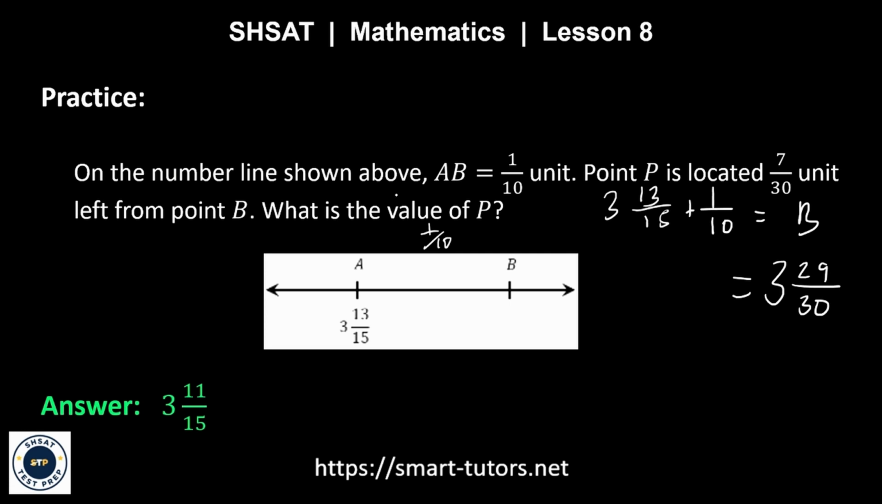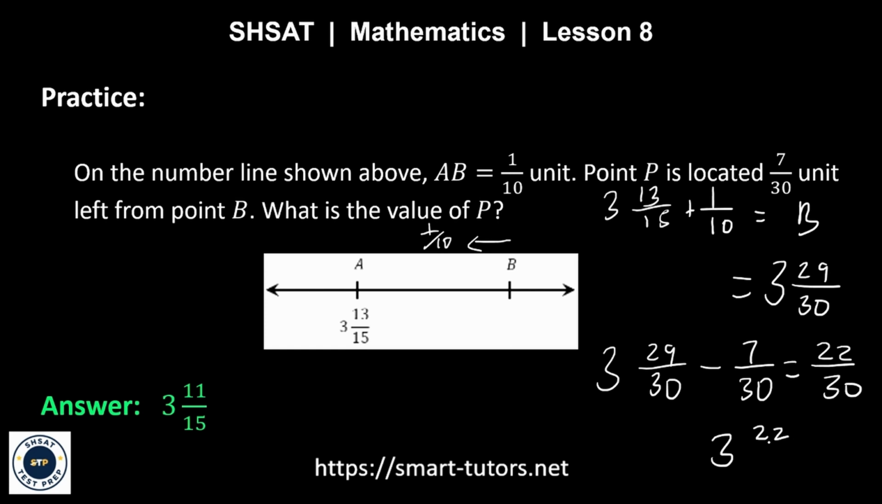Now, since we know that P is located 7/30th to the left of point B, we would take the position that we know of B and subtract 7/30. If you subtract the tops, you would get 22/30. So that would be 3 and 22/30. If you simplify this, you would get 3 and 11/15, which is the answer right here.